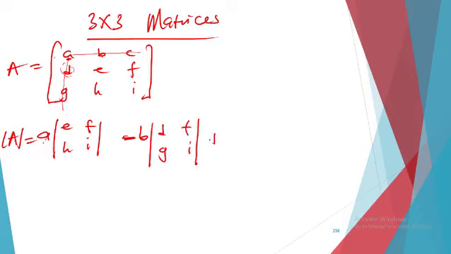Then plus, what's the next entry? C, into, cancel everything here and everything here. What's left? D, E and G, H. So we have DE, GH.